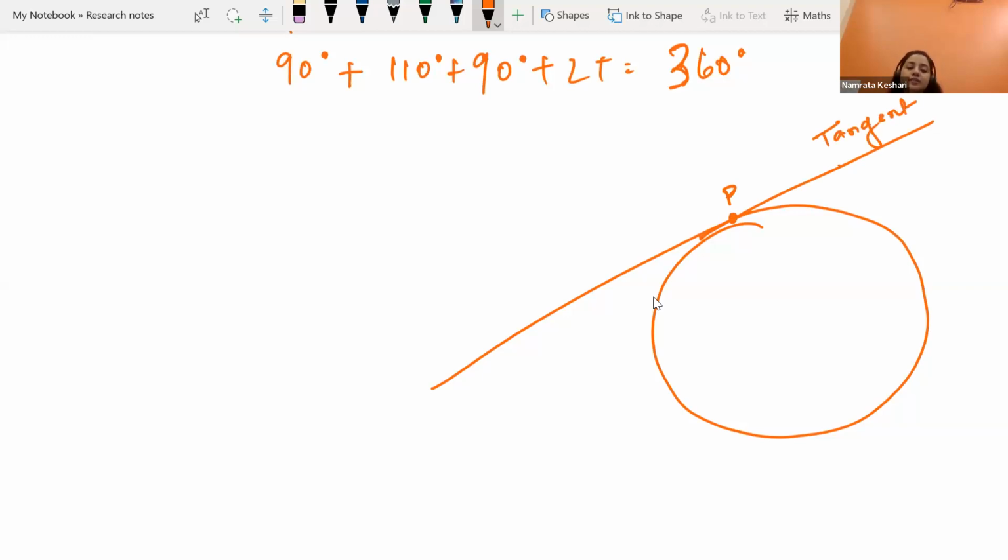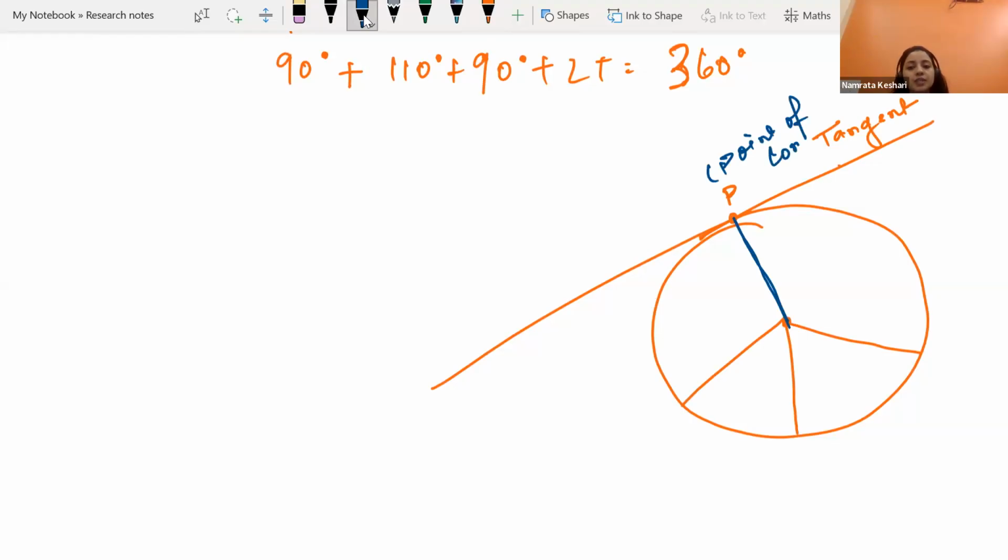This line is called a tangent line, which will touch the circle at one point only. Now if we draw the radius, you can understand, Aisha, this is also a radius, this is also a radius, but the radius which touches the point of contact of the tangent, this point P, is called the point of contact, because this point is the only one touching the circle.